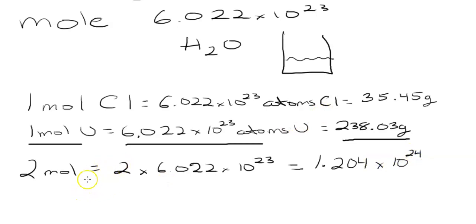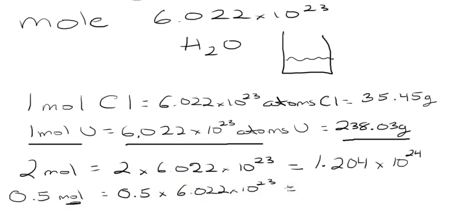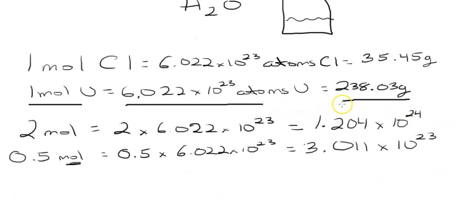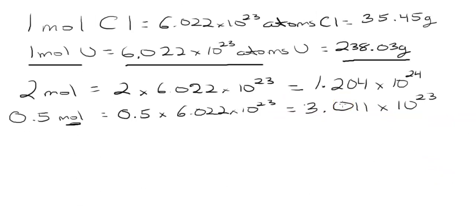Again, you're not always going to work with 1 mole. Let's say you're working with a half a mole, 0.5 moles. Right? Everywhere you see the word mole, just plug in 6.022 times 10 to the 23rd and multiply it. So it's 0.5 times the word mole, so 6.022 times 10 to the 23rd. And if you do that math, you get 3.011 times 10 to the 23rd. Don't let the 6.022 times 10 to the 23rd scare you. It's just a number. That's all it is.